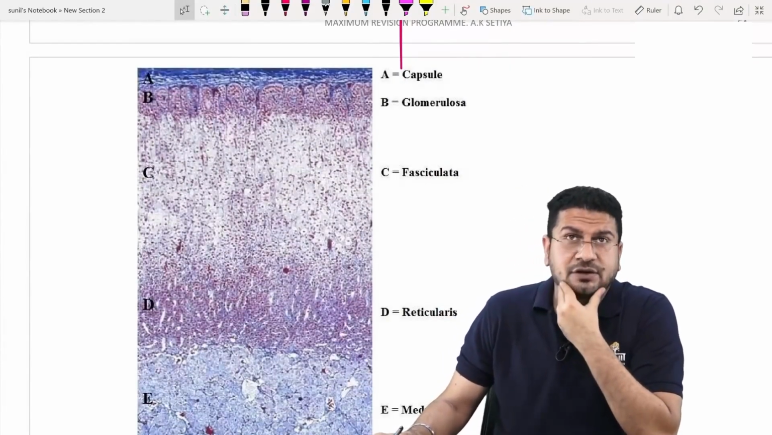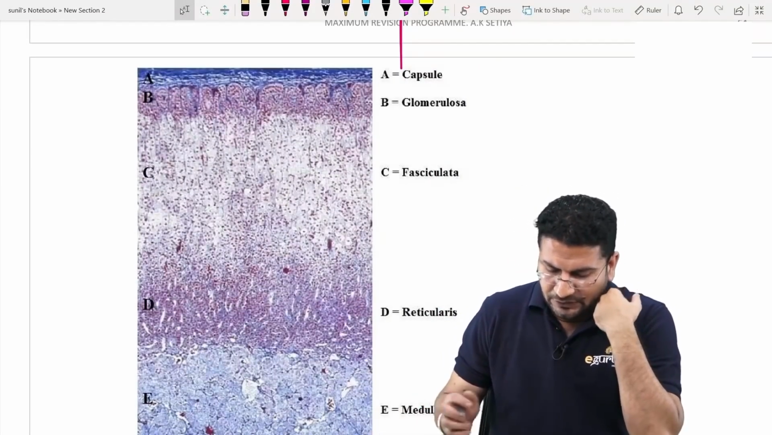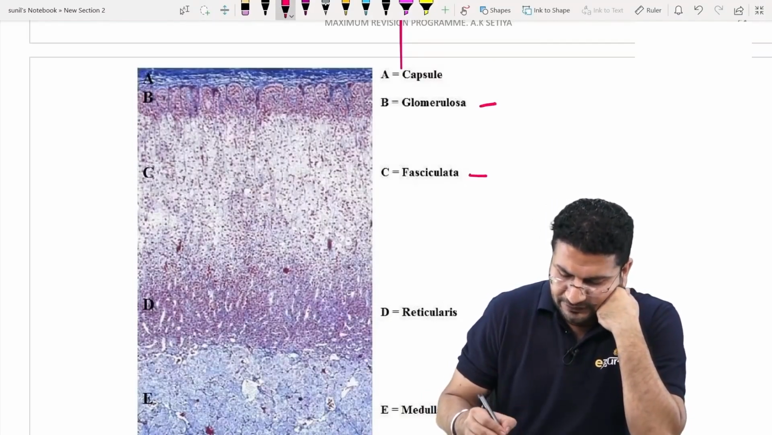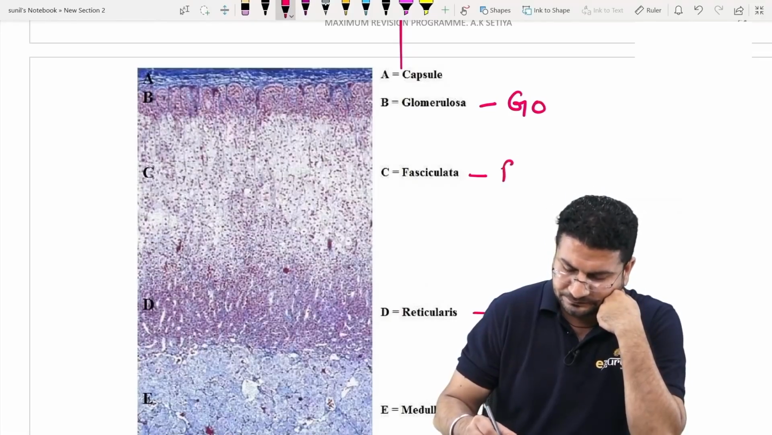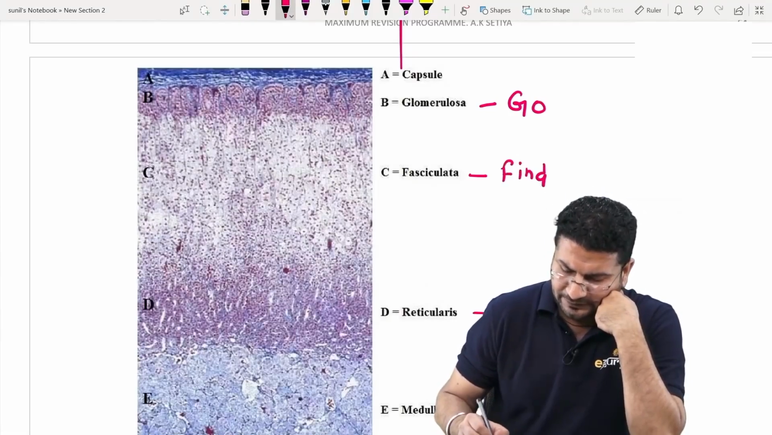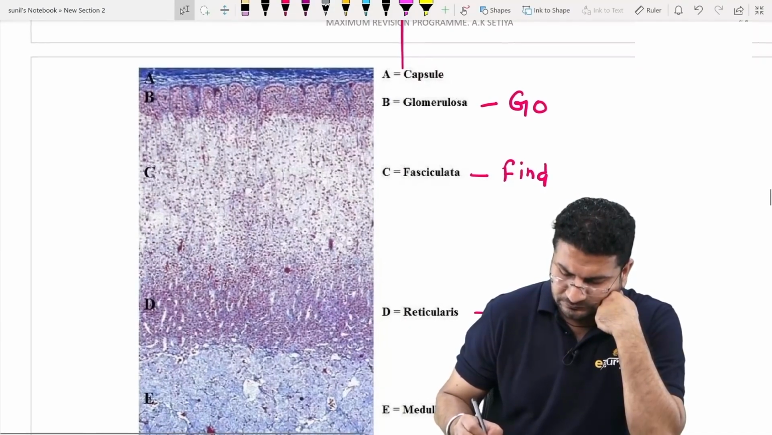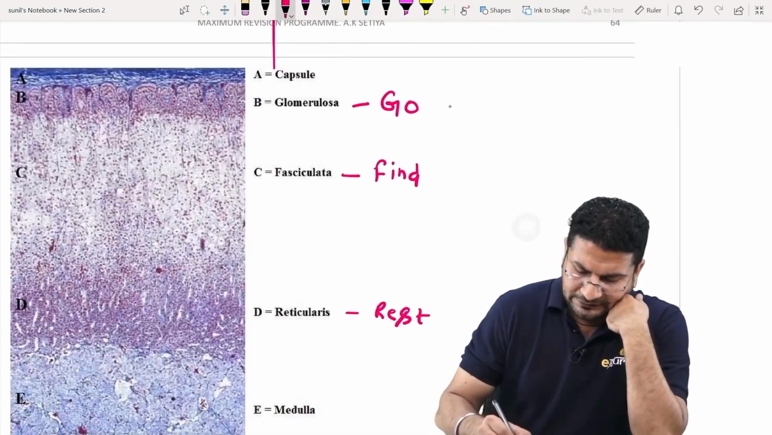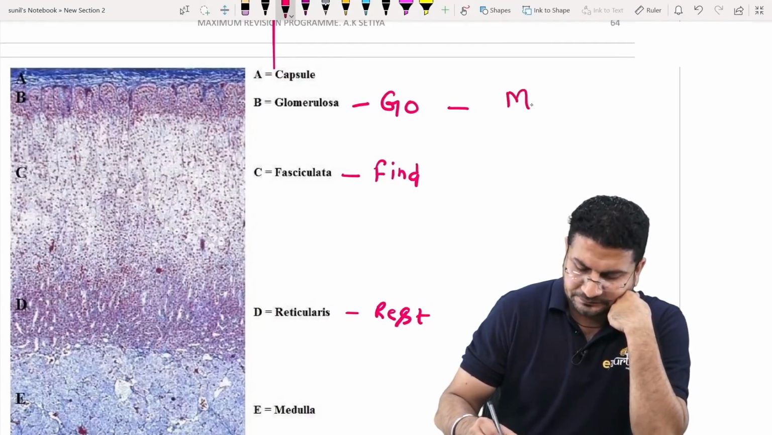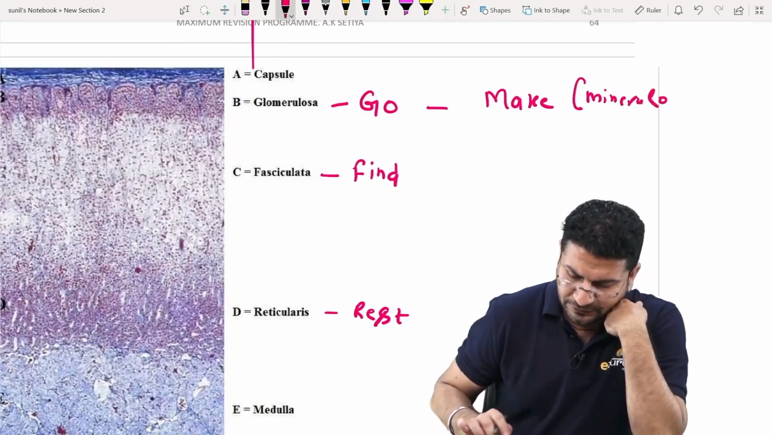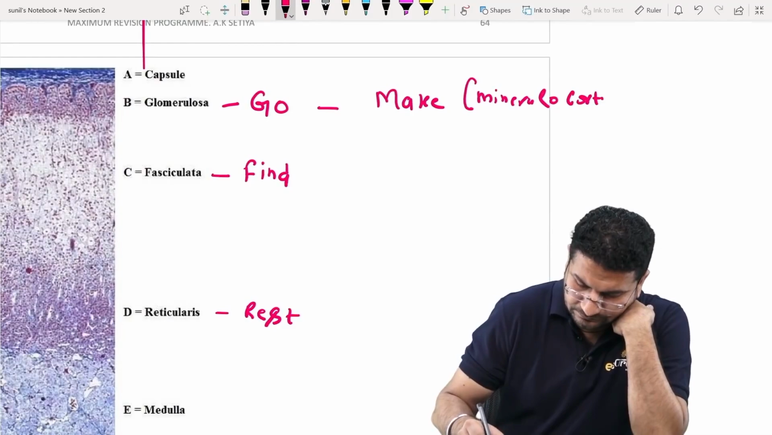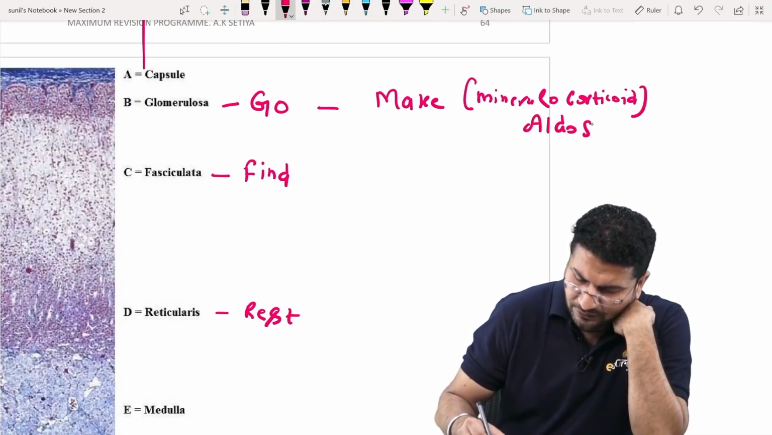So again, an integrated question. We have zona glomerulosa, fasciculata, reticularis. These are the zones in the cortex. So what is released from glomerulosa? Understand this. It releases your mineralocorticoid. Mineralocorticoid means your aldosterone. If I say the example of mineralocorticoid, this will be your aldosterone.